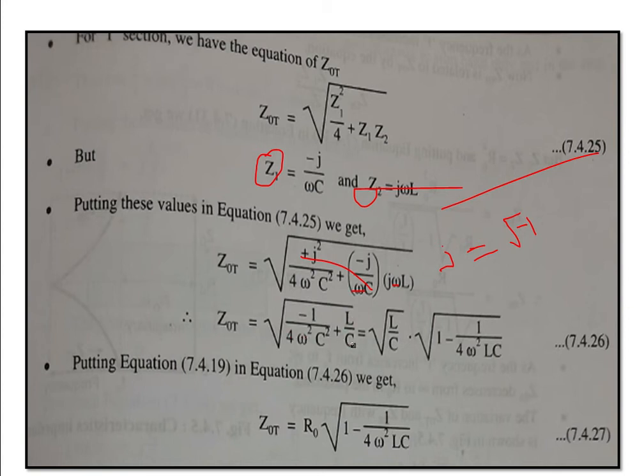Plus L upon C. Hence the equation is root of L upon C minus 1 upon 4 omega square C square. Then after that the root of L upon C is taken as common. Then root of L upon C is equal to the design impedance R0. So finally the impedance of the T network in the high pass filter is given as Z0T which is equal to R0 root of 1 minus 1 upon 4 omega square LC.